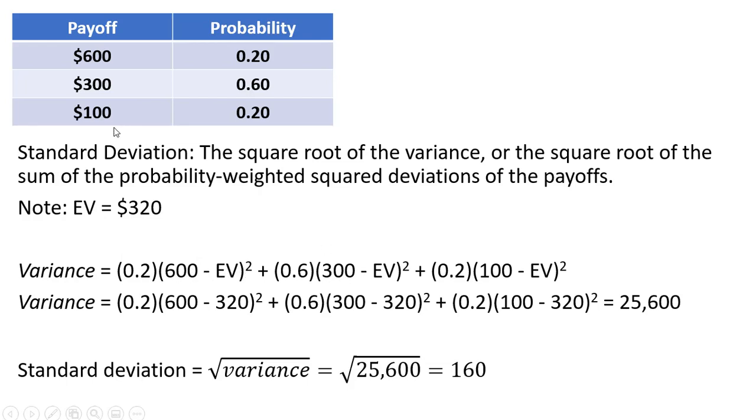And then we do the same thing for the second payoff here. This $300, how much does it deviate from our expected value? We're going to have that calculation here. And then finally, we do a similar thing with the $100 payoff. So plugging in our values for the expected value and simplifying, we get a variance of 25,600. To get the standard deviation, we're simply going to take the square root of that value, and we get 160.